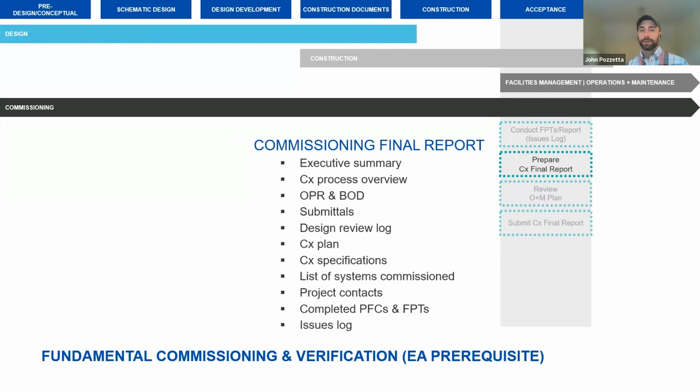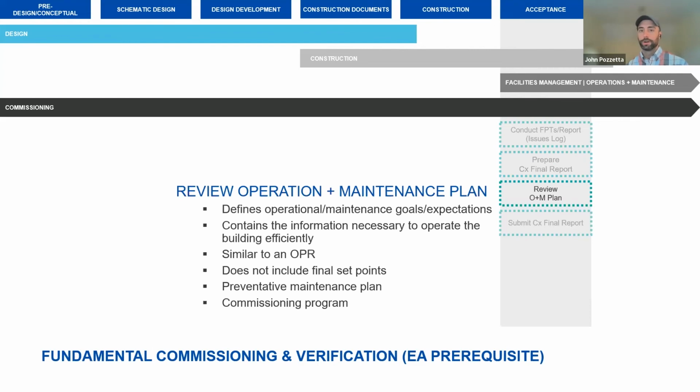And at that same time, we're going to start preparing our final report, just a summation of documentation that we've used along the way that explains our process, that is going to assist us in achieving that LEED prerequisite. We are also reviewing the project operation and maintenance plan as provided by the contractors. We're looking to make sure this has the necessary information to operate the building appropriately.